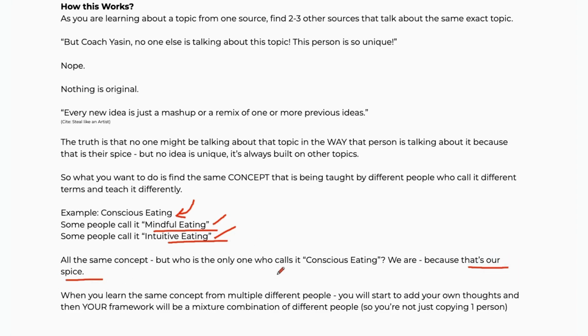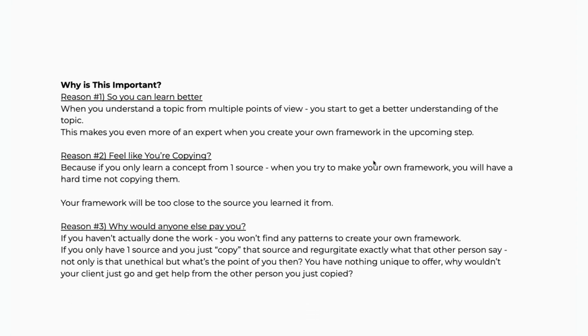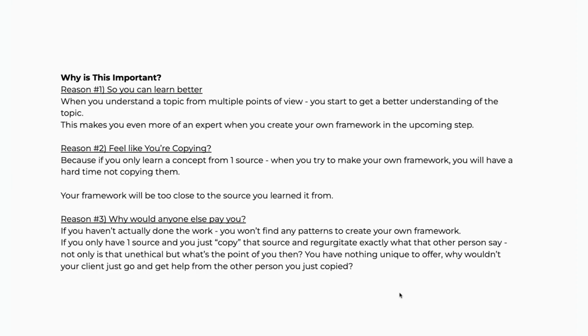But what you want to do is consume other people's frameworks, and then you're going to start to see, oh, they're all really just talking about the same thing. And then at that point, you start to have your own thoughts, and that way you can create your own framework, which is a combination of different people's frameworks, rather than you feeling like you're copying one specific person because your source is only one specific person. Now, there are a couple of reasons why this is also important, right? Number one, it helps you learn better. Number two, you're not going to feel like you're copying one specific person because you're pulling from multiple different sources.